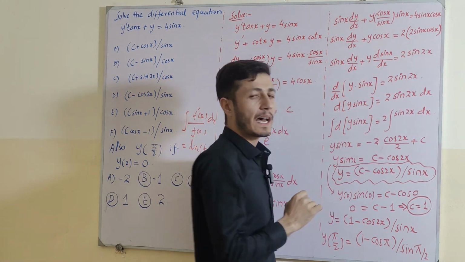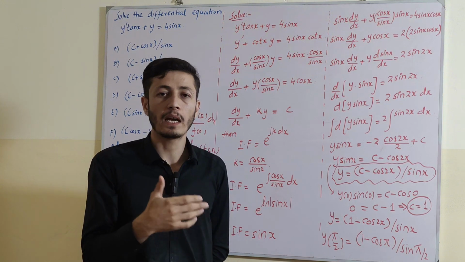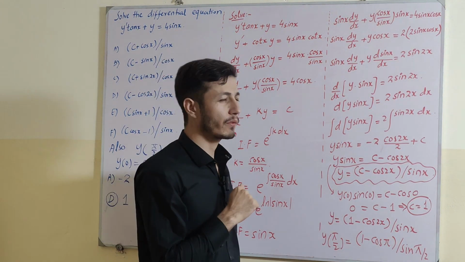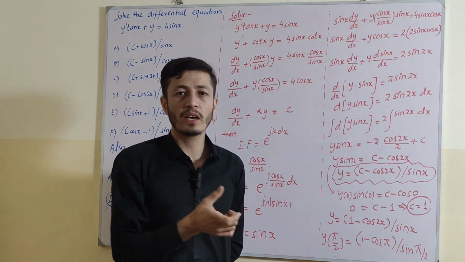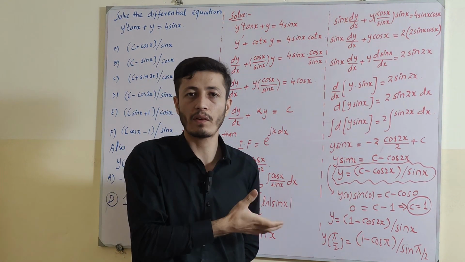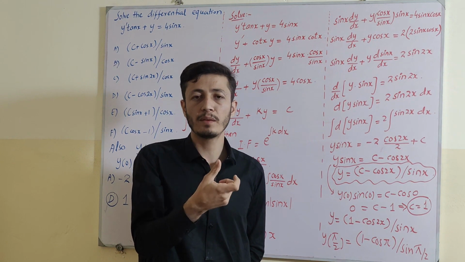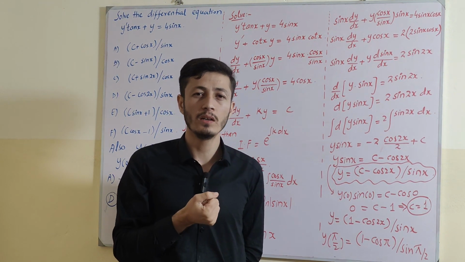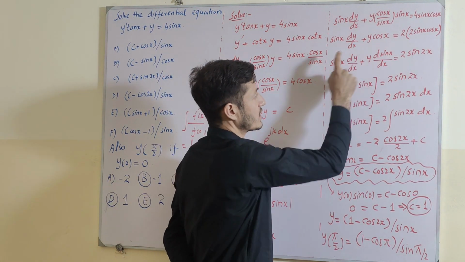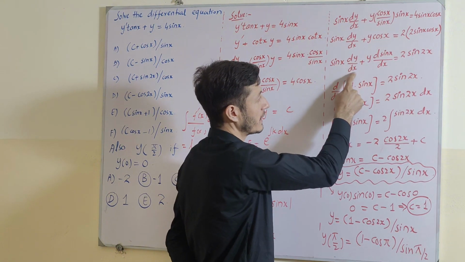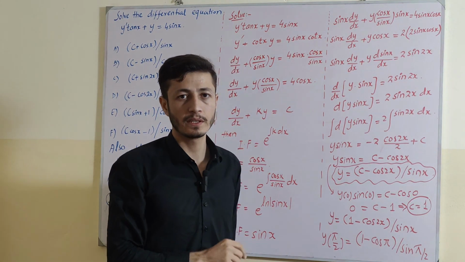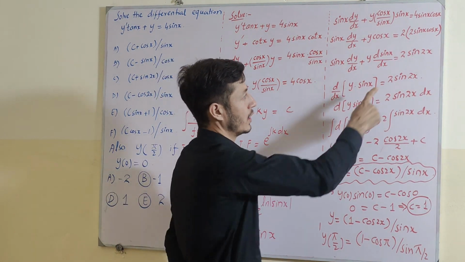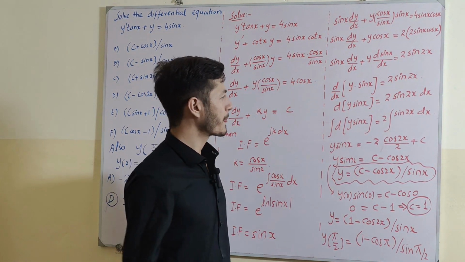So the 2 times sine of x cos of x becomes sine of 2x from the double angle identity. Now here the cos of x is the derivative of the sine, so cos can be written as the differential of the sine. So the equation becomes sine of x dy by dx plus y into d by dx of sine of x. The cos can be written as, so it remains as it is.